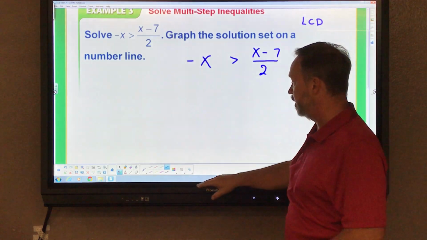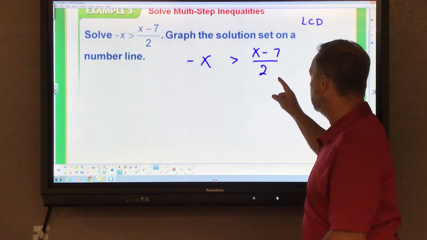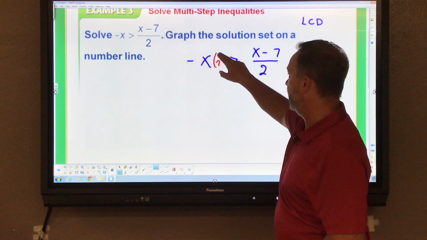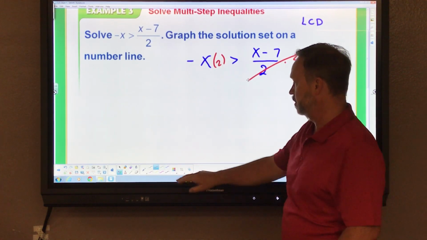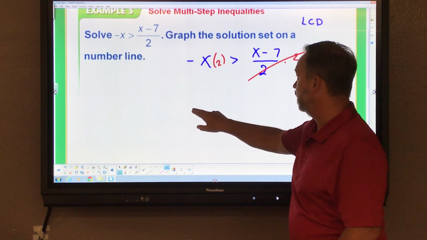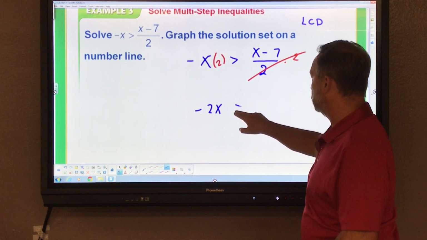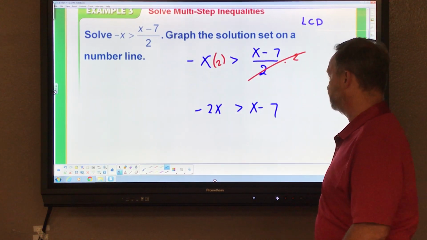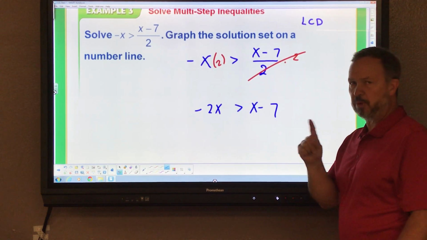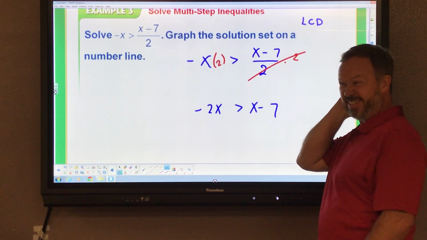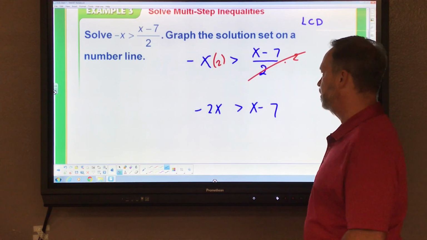Here the only denominator is 2. So I'm going to multiply by 2. Multiply by 2. These twos cancel and leaves me with a negative 2x is greater than x minus 7. So I said that one problem we did earlier had a third way to do it. So this is kind of that third way. It's a little different numbers, but still.